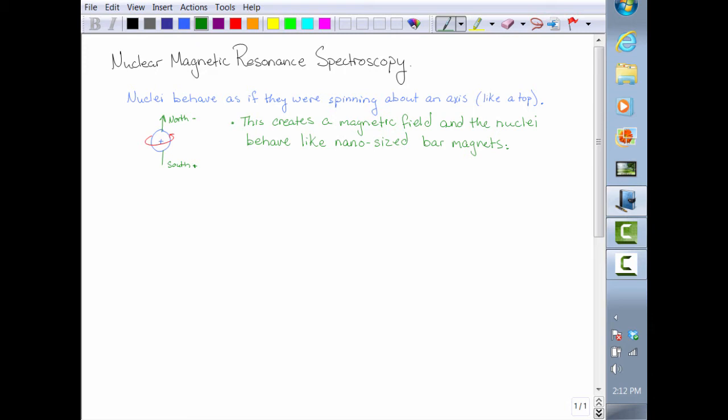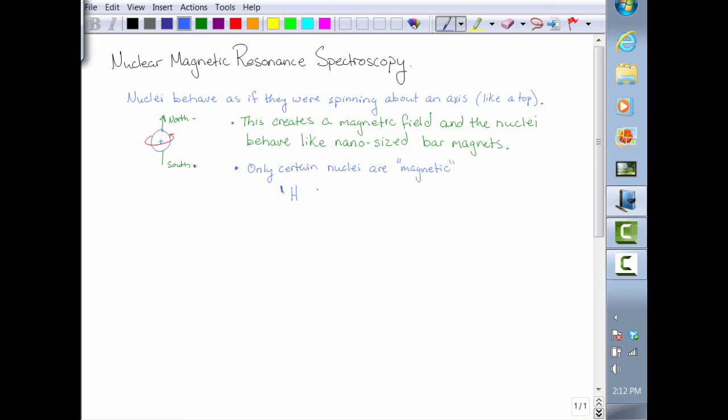But the thing is that only certain nuclei are actually magnetic and behave this way. So I'm going to put a little bullet point that says that. The hydrogen nucleus happens to be magnetic. So we can do NMR, we can study the magnetism of the hydrogen nucleus.